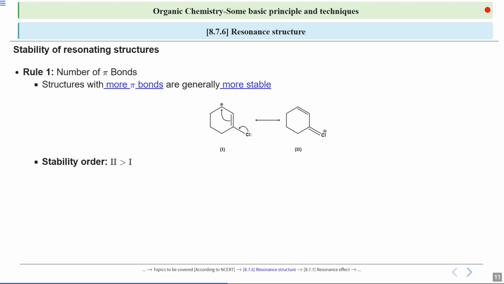What I meant by the chronological order is, if you follow the first rule and from the first rule itself you are getting the stability order, you will not move on to the second rule. So that's a cut point to it.